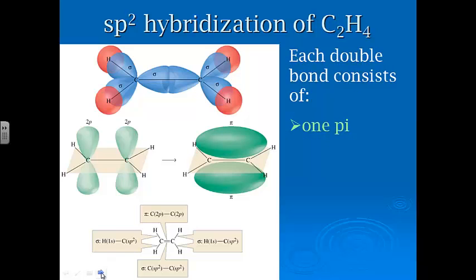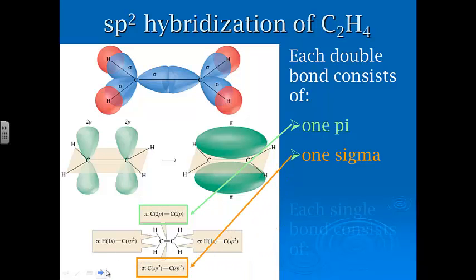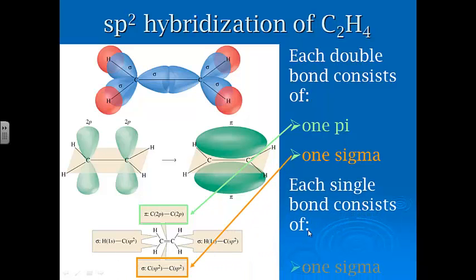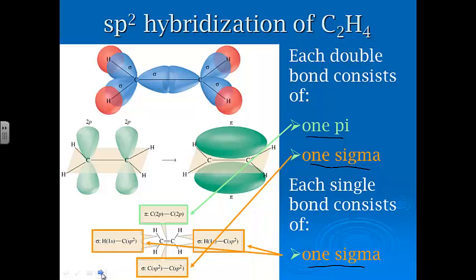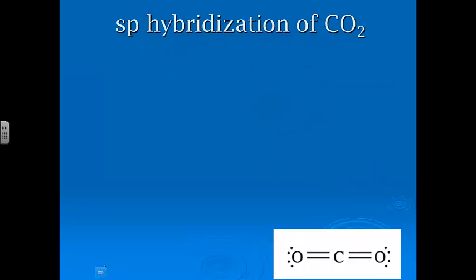But every double bond that you have is always going to have 1 pi and 1 sigma. And that's just the way it is. Each single bond will always consist of 1 sigma. So you can still go back to your regular Lewis structure and come back to this. A double bond is going to have 1 pi and 1 sigma. A single bond is going to have 1 sigma. Okay, so there are some rules to that stuff.